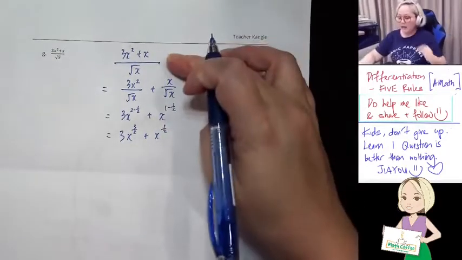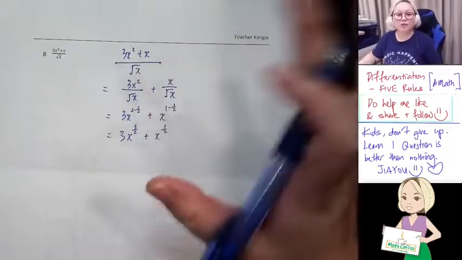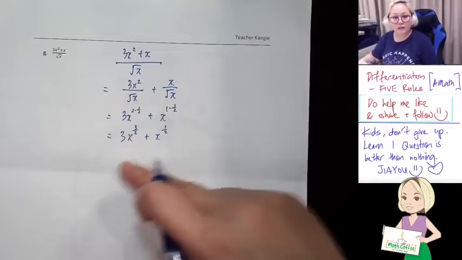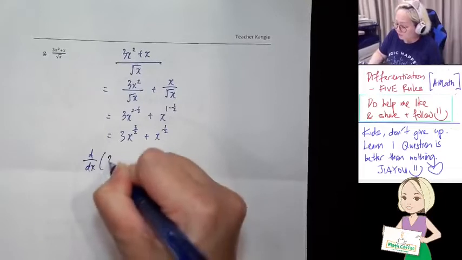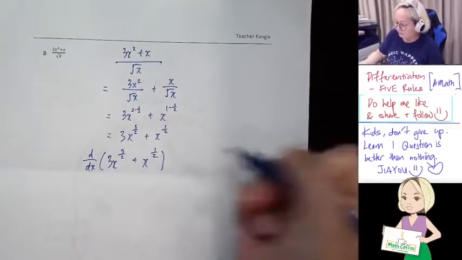So you see, I didn't use the quotient rule, okay? I split because my denominator is one term. Split into 2, simplify it, so it's still in the index notation. Now we are ready to differentiate. So I'm going to differentiate 3x to the power of 3 over 2 plus x to the power of half.